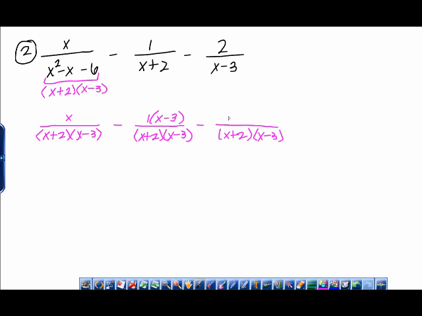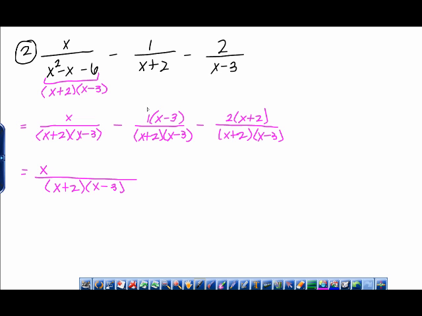Okay, in the third term, I had a 2 already, and I multiplied the denominator by x plus 2, so I need to multiply the numerator by x plus 2. Okay, now that I have all of these as the same denominator, I can write them as one term, or one expression, really. So then I have x.